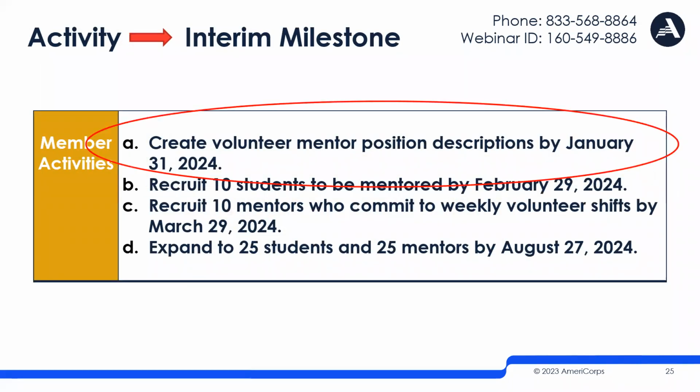All right, so those are the first 6 components. We've got a few more left in our AmeriCorps work plan example. We're going to look at some of the details now, and to do that, again, we go back to the VAD. What's on screen now is just a pulled out emphasis of the member activities. We're going to focus on the first activity, which is to create mentor position descriptions by the end of January.